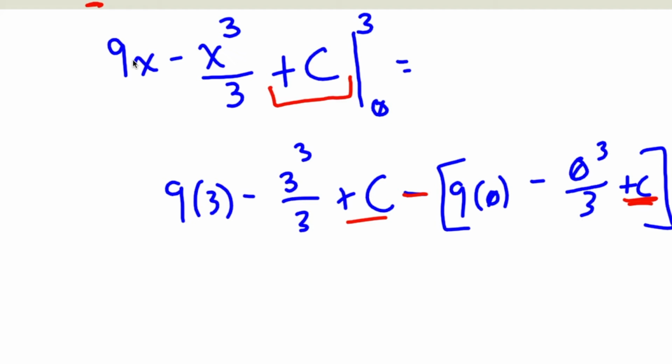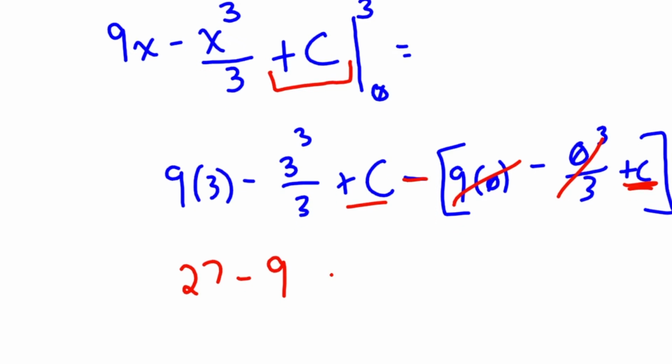So let's do a little bit of arithmetic here. 9 times 3 is 27. Minus 3 to the third is 27 divided by 3 is 9. And then this is 0, this is 0, so they're gone. So 27 minus 9 gives me a final answer of 18.